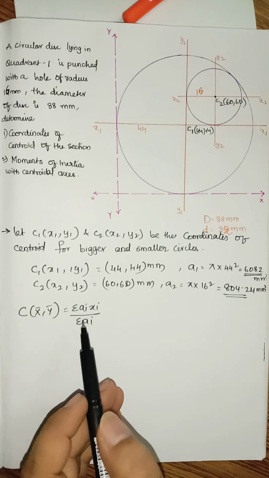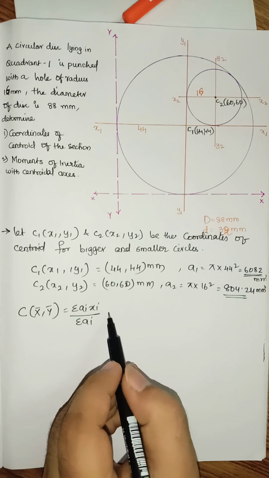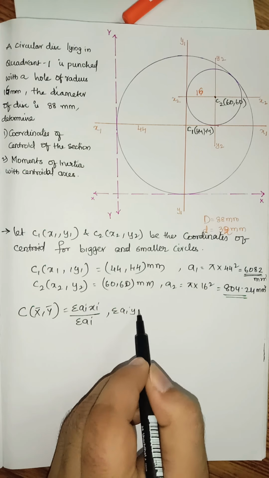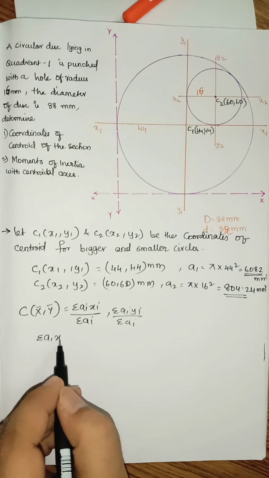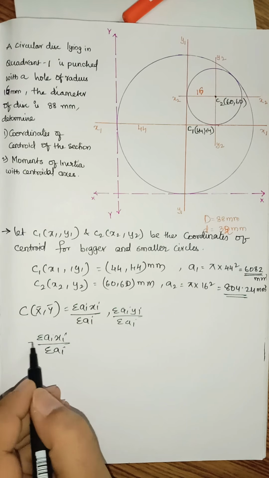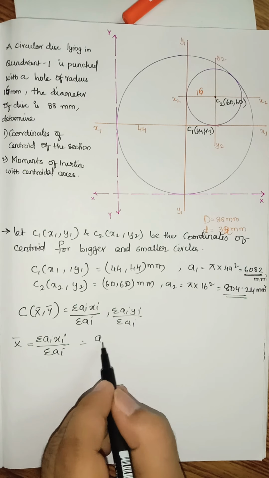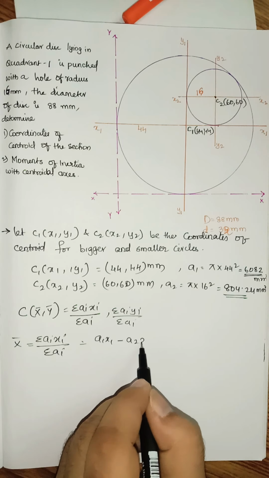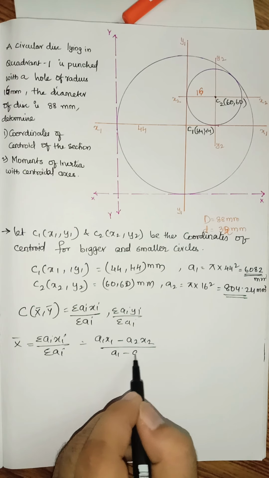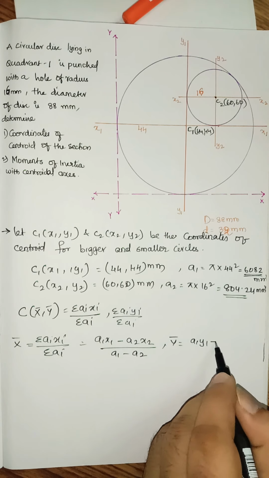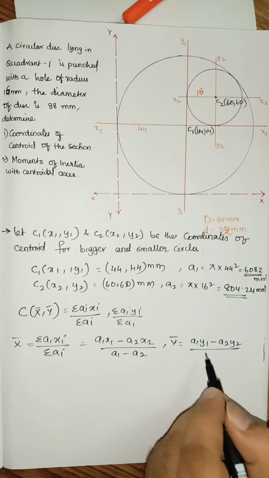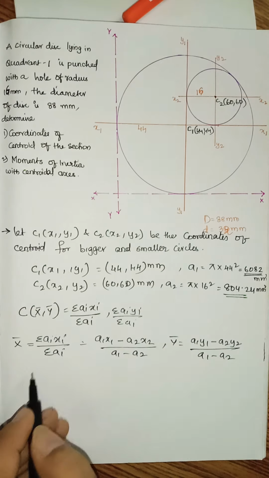Capital C x bar y bar is equal to sigma Ai xi divided by sigma Ai and sigma Ai yi divided by sigma Ai. Now here sigma Ai xi divided by sigma Ai, that is x bar, which will be equal to A1 x1 minus A2 x2 by A1 minus A2. Similarly for y bar, A1 y1 minus A2 y2 divided by A1 minus A2.